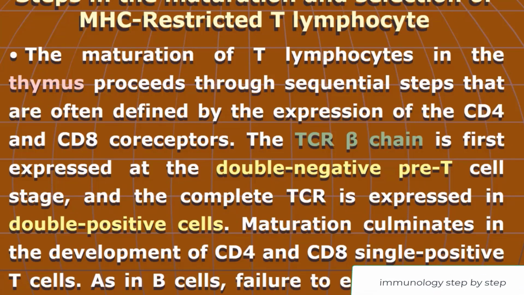Steps in the maturation and selection of major histocompatibility restricted T lymphocytes. The maturation of T lymphocytes in the thymus proceeds through sequential steps that are often defined by the expression of the CD4 and CD8 receptors. The TCR beta chain is first expressed at the double negative pre-T cell stage, and the complete TCR is expressed in the double positive cell, maturation culminating in the development of CD4 or CD8 single positive T cells. As in B cells, failure to express antigen receptor at any stage leads to death of the cell by apoptosis.